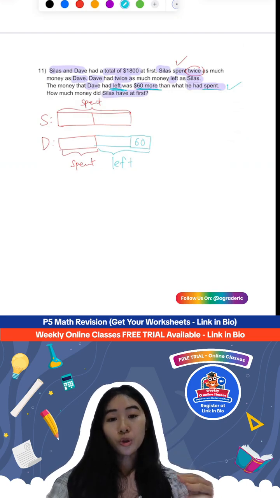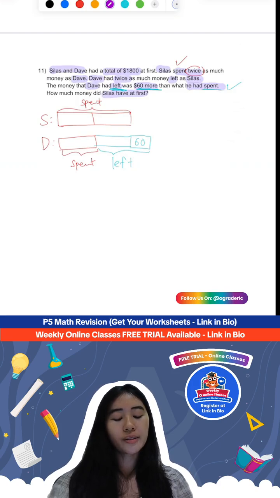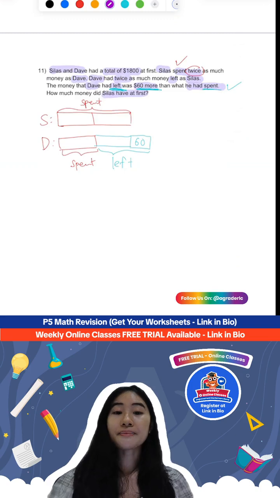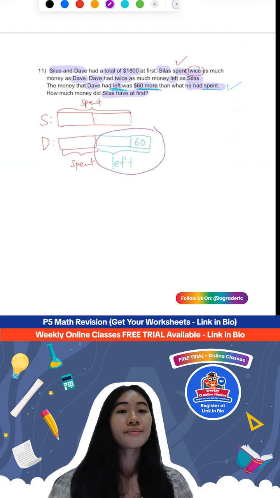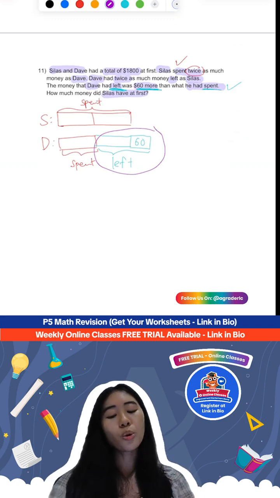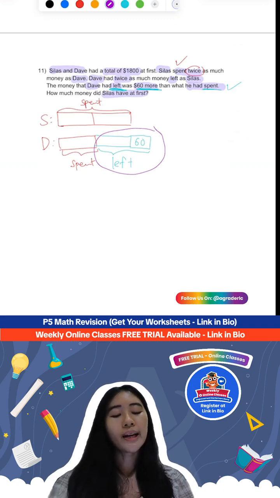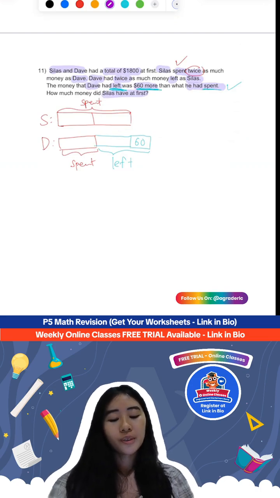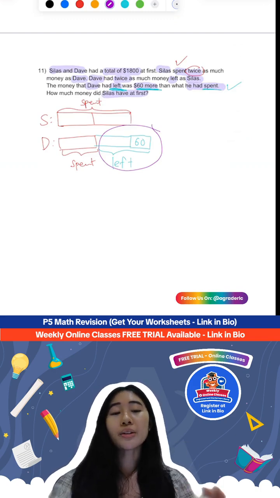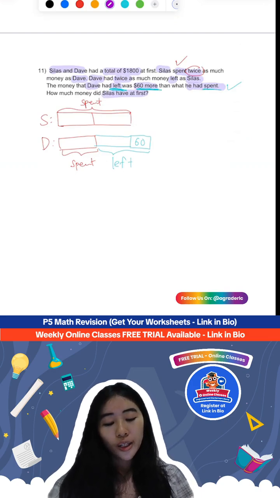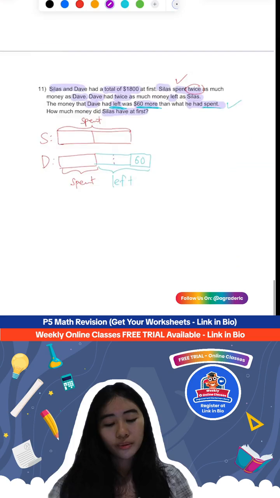After that, then you go back up to the previous sentence. So the previous sentence said Dave has twice as much money left as Silas. So you take a look at this. This is what Dave has left, right? So this amount that I circled is actually twice of what Silas has left. So how do I split this amount into half? You will have to cut the unit. Okay? So then you are going to cut the unit now.